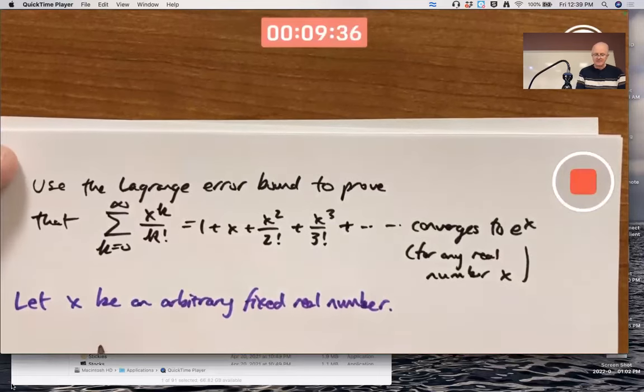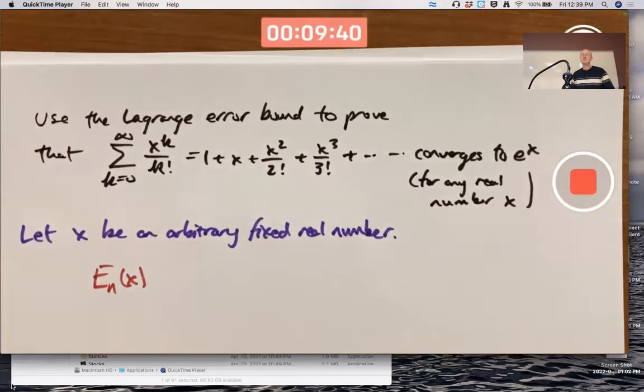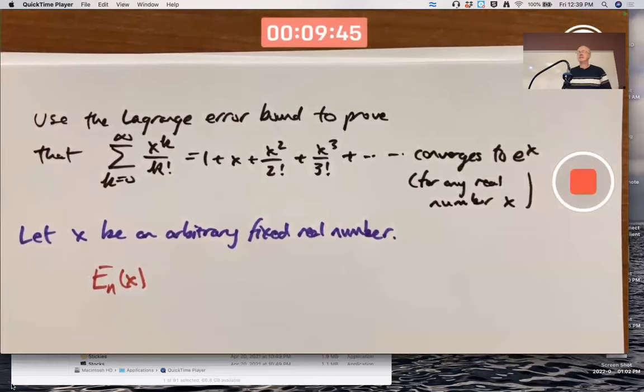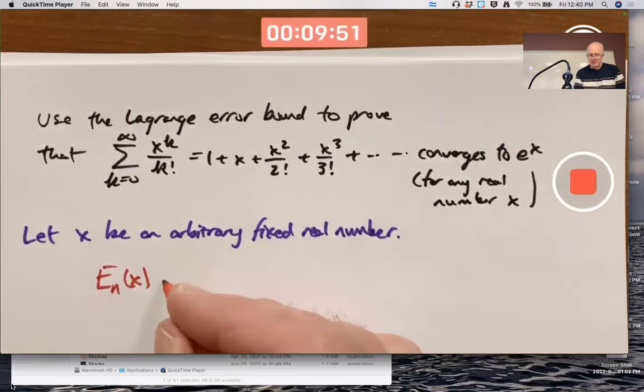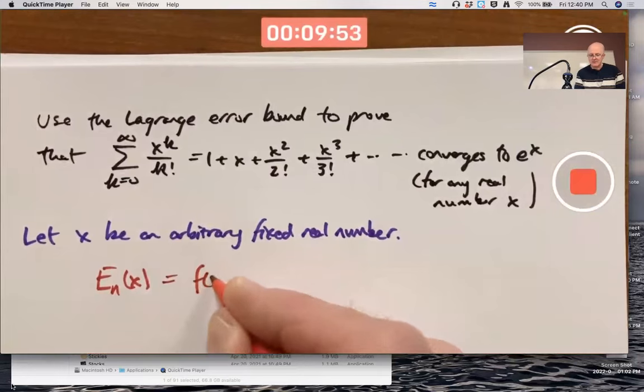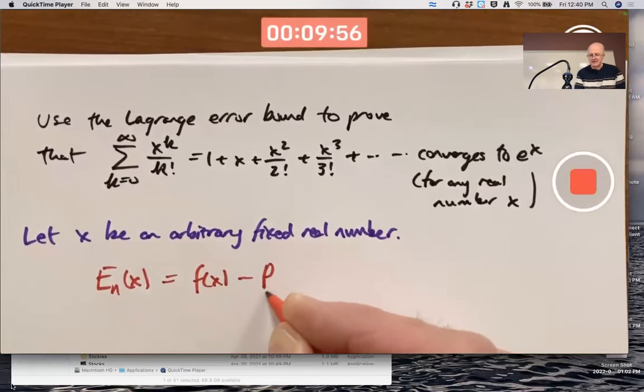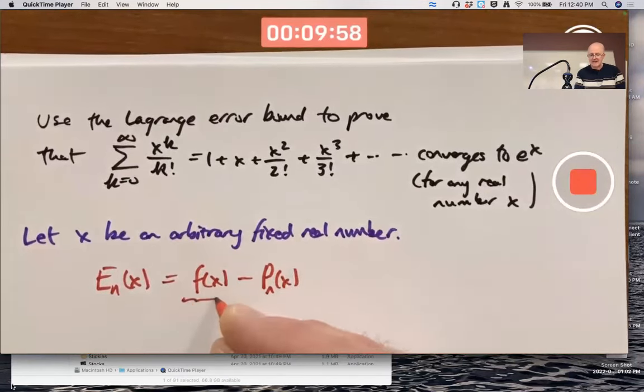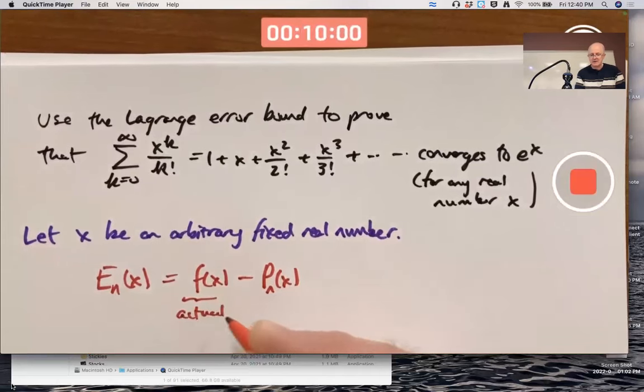What was the error? E sub n of x is the error in using the nth Taylor polynomial to approximate the function. Remember, it goes in alphabetical order. It's actual value minus approximate value. F of x is the actual value. P sub n of x is the approximate value.